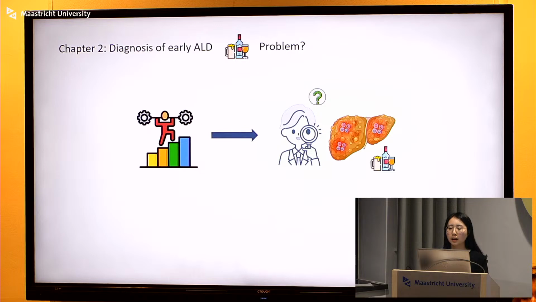In the past, in our group, we found that the lysosomal enzyme cathepsin D is associated with some metabolic disorders. However, there is no data on cathepsin D in the context of ALD. So in this study, I investigated whether cathepsin D can be used as an indicator in the diagnosis of early ALD.